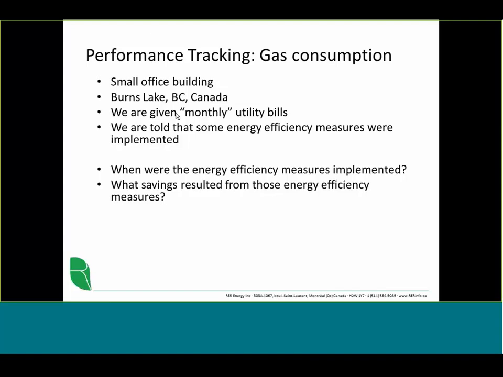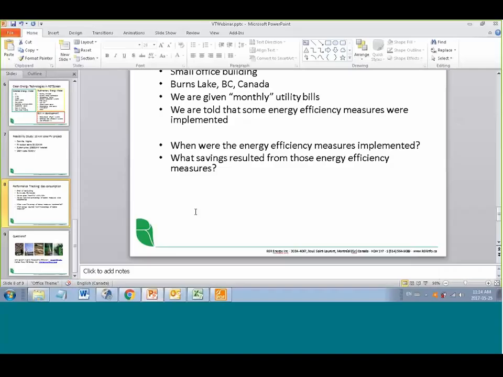So all they're going to give us is an Excel file with these kind of monthly utility bills. And I put monthly in quotation marks here because, as you'll see, they're not actually monthly. The period varies. So sometimes it's 25 days, sometimes it's 35 days. And what we've been asked is, when were these energy efficiency measures implemented? So we're supposed to look at this data and tell the manager when they were implemented and how much savings resulted from them. So let's look at this file.